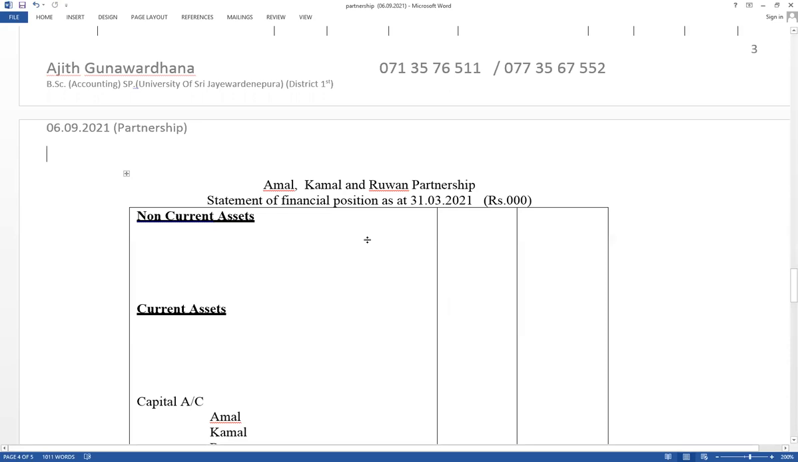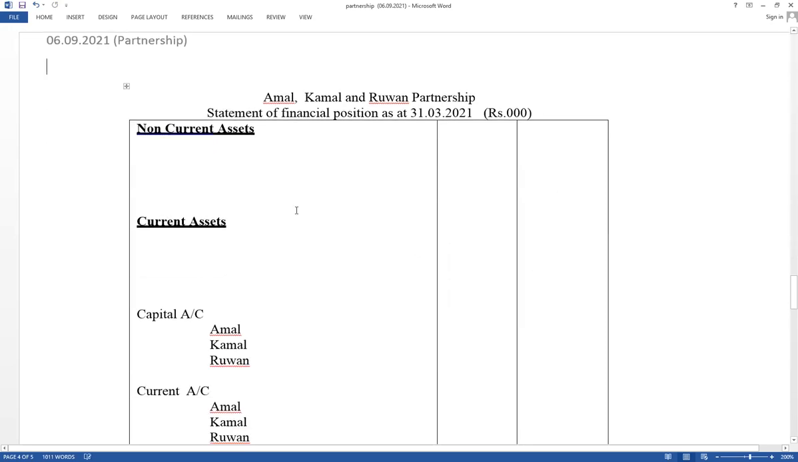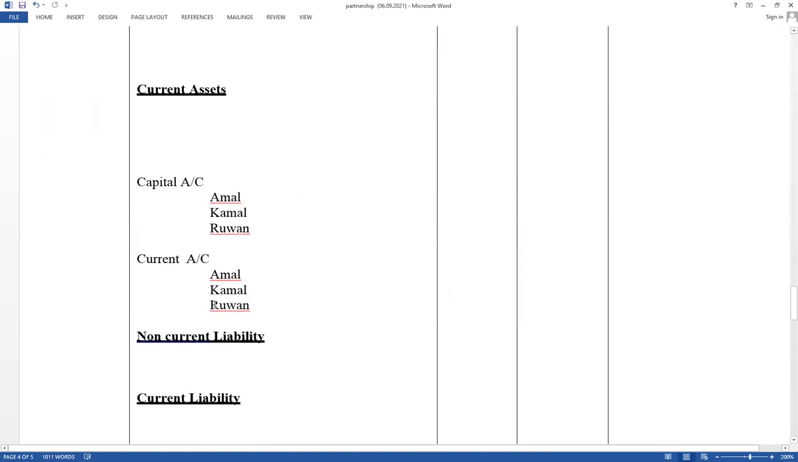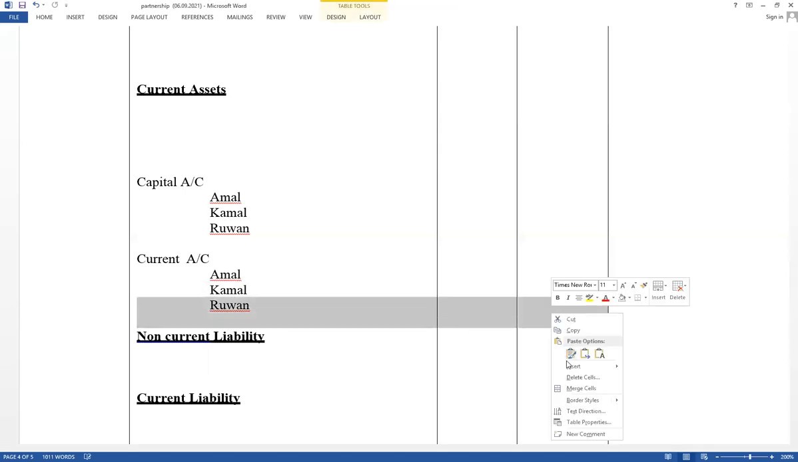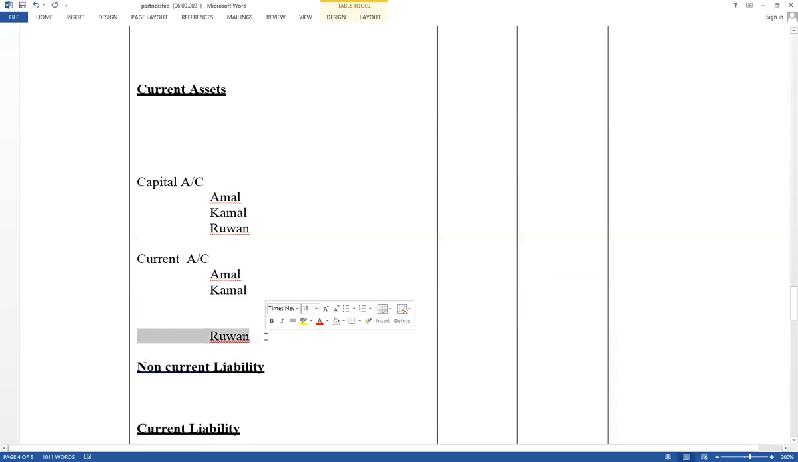There is no specific format for sole proprietorship and partnership. A specific format is given only for a company. Therefore, for financial position, three columns are not necessary. Two columns also can be disclosed. Non-current assets, current assets, then capital accounts as well as current accounts. As well, general reserves should be included here also. In this example, it is given that general reserves are also part of equity. Therefore, general reserves are part of equity. Here general reserves should be included also.